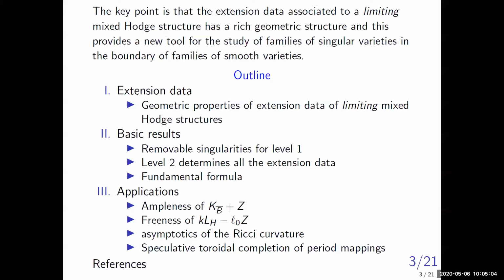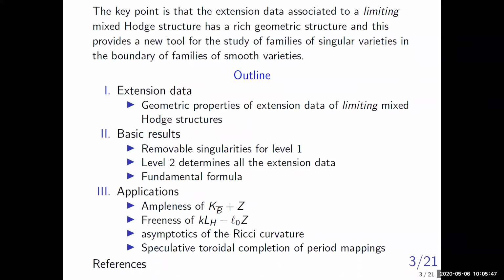For the basic results, there are, at this point, three. First is a removable singularity result for extension data of level 1. I'll explain what that means. Secondly is that extension data of levels 1 and 2 determines all the rest. And the third is a formula that relates the behavior of the extension data as you move along a fiber at infinity to the normal to that fiber. And again, I'll explain those terms.